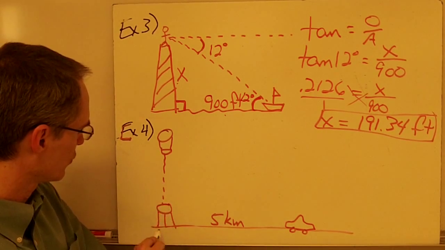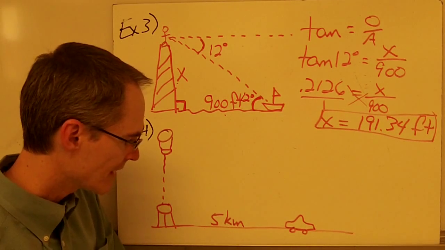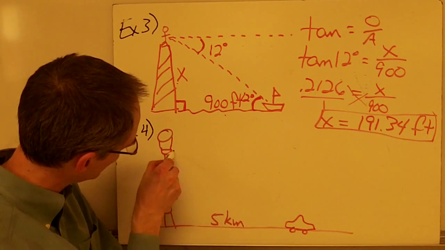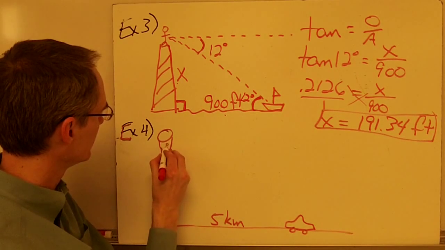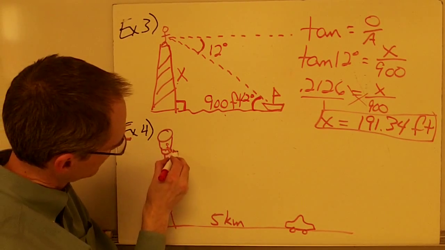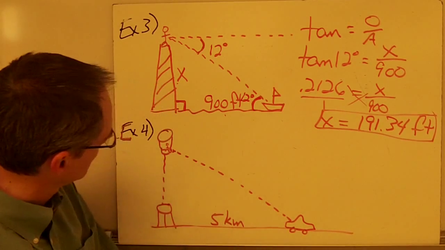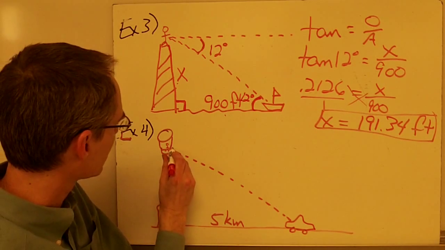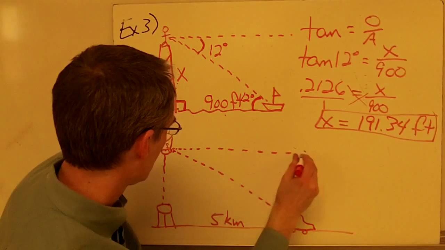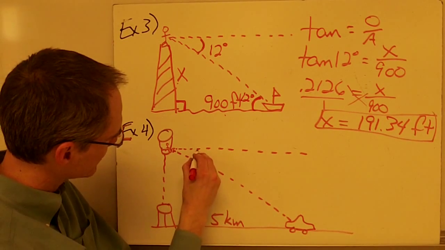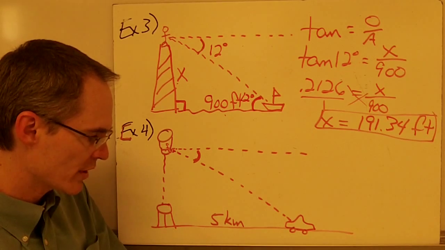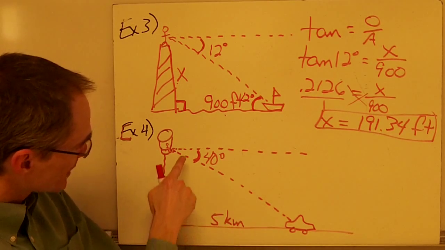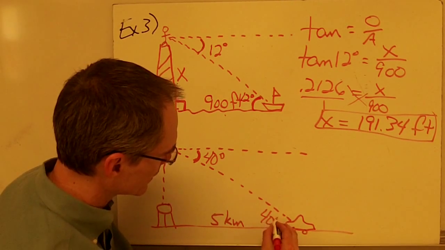And my balloon is directly over the water tower. And I'm told the angle of depression of the car from the hot air balloon basket is 40 degrees. So if I've got an observer up here in the balloon looking down at the car, and the angle of depression is 40 degrees, I remember the angle of depression is an angle between a horizontal line and this line of sight looking down. So this is my angle of depression, 40 degrees. Which means that this angle down here is also 40 degrees.